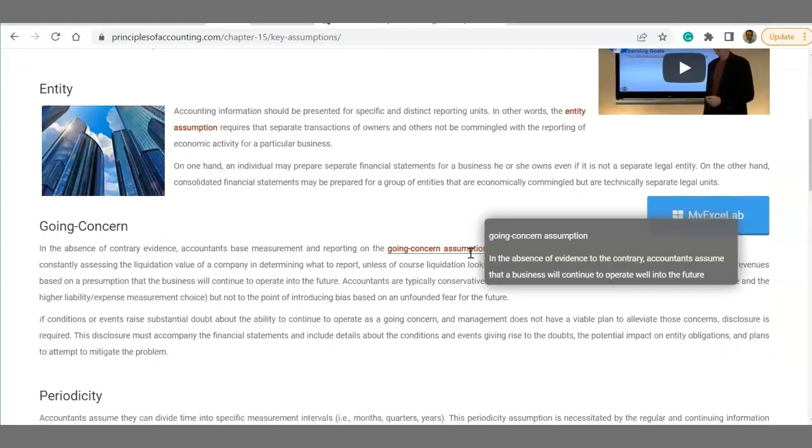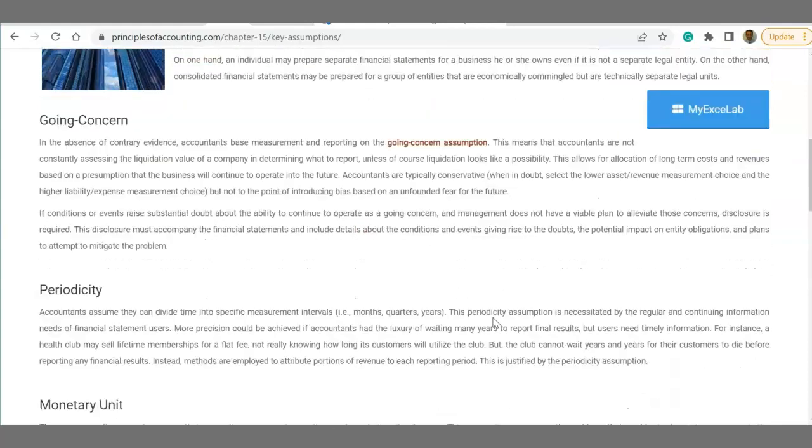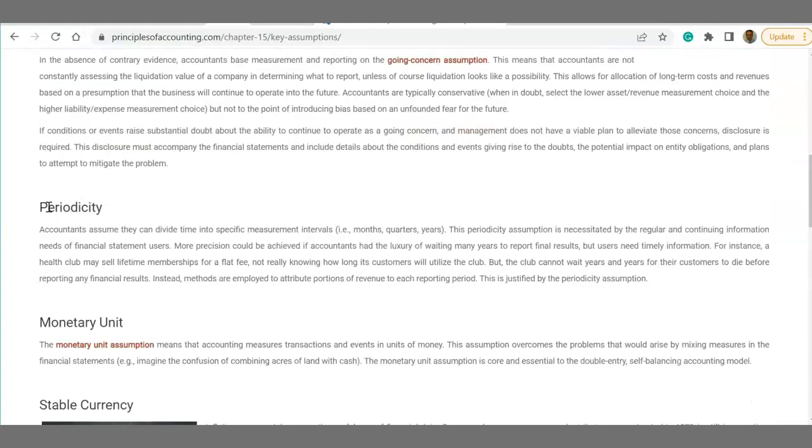Going concern means if there is any issue in the future in regards to staying solvent and staying in the business, it needs to be disclosed. If not, we always assume that the business doesn't have any going concern, and if there is any going concern, it needs to be disclosed. Periodicity means every financial statement you prepare belongs to a specific period, and you cannot mix, let's say, 2020 information with 2021 information.